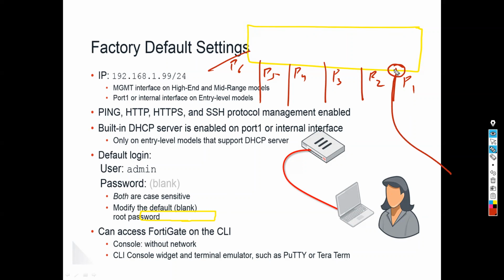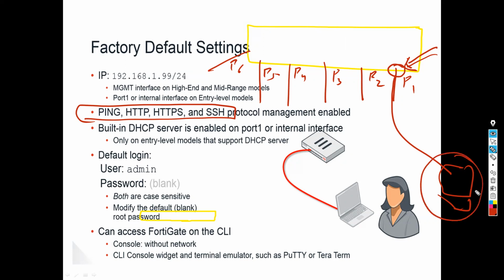Because by default, these services are enabled only on port number 1. So you can connect your management PC, and you can take a console and configure an IP address on port number 1. The same series of IP address we can configure on this management PC, and we can verify our connectivity. For graphical access, we can use HTTPS. For CLI, we can go with SSH. The default username on the firewall is admin and the password is nothing. Let me show you.